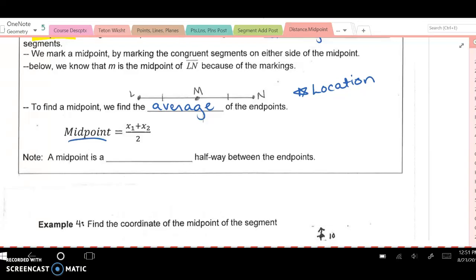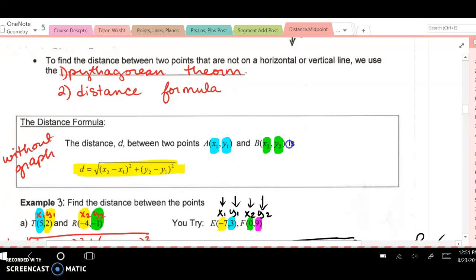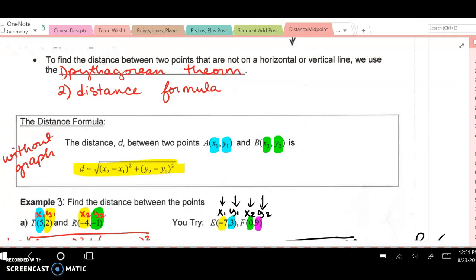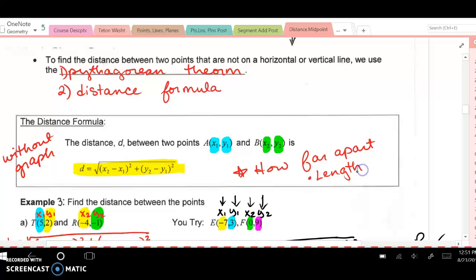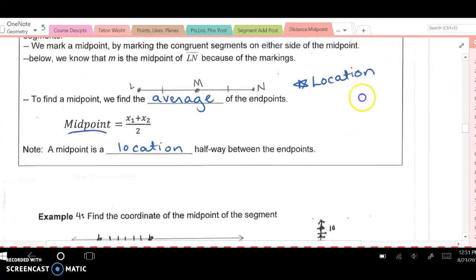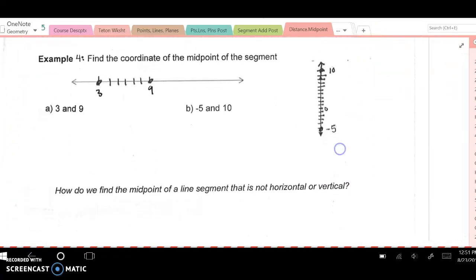So the midpoint is a location halfway between the two endpoints. So that's an important distinction from distance, whereas distance is how far, it's a length, versus this is a location. All right, so let's start with example 4.